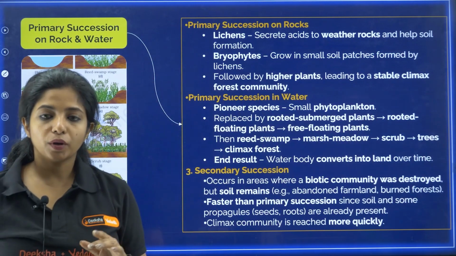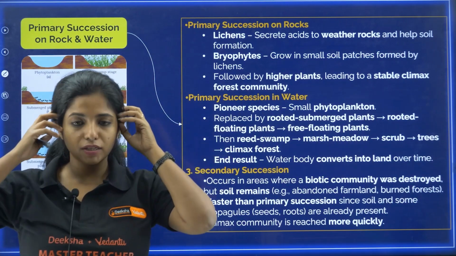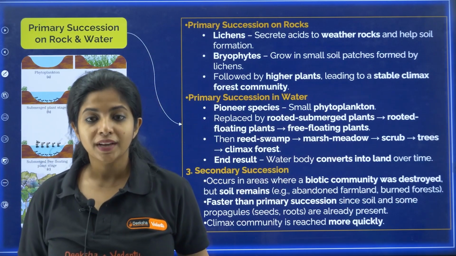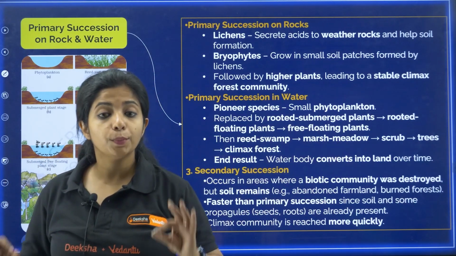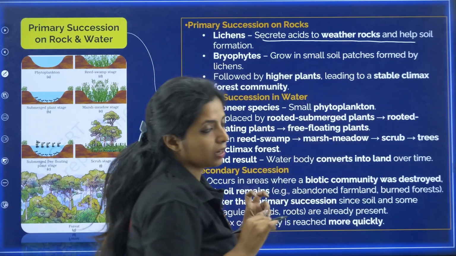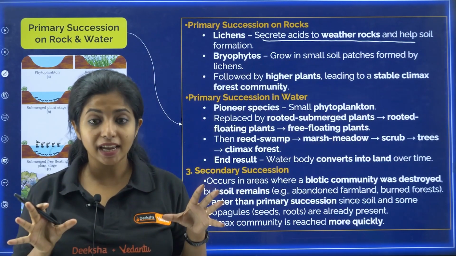Okay, so on rock, there is nothing. There is a bare area where I am seeing just rocks. What will happen over here? Lichens come to play a major role. What do lichens do? Lichens secrete acids, my dear children. Lichen is a combination of what?